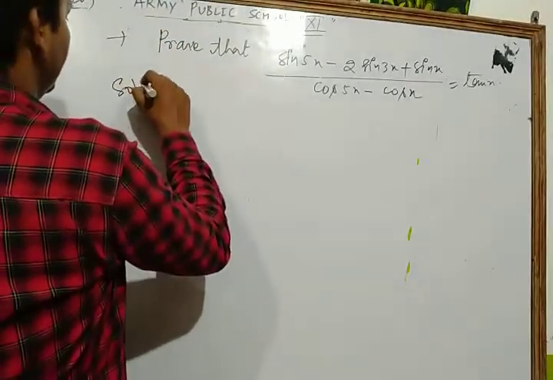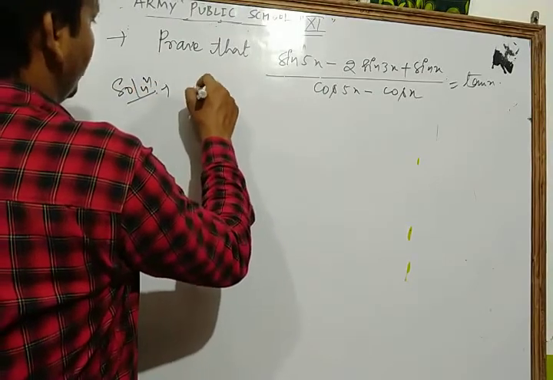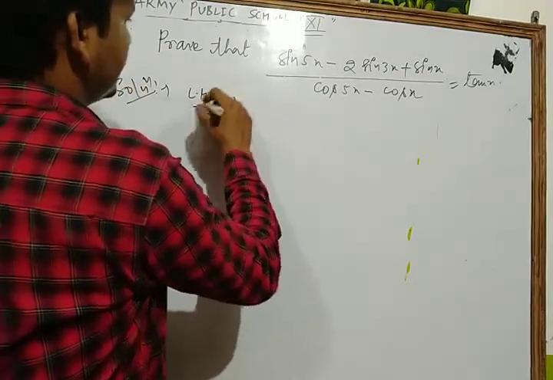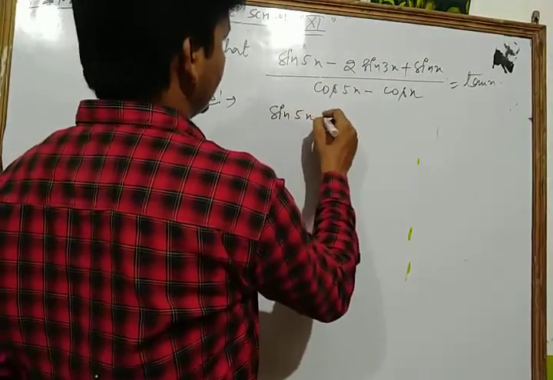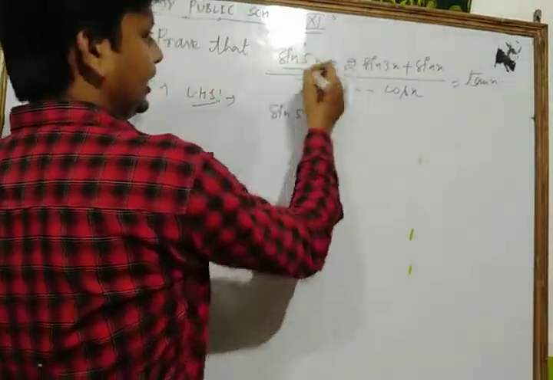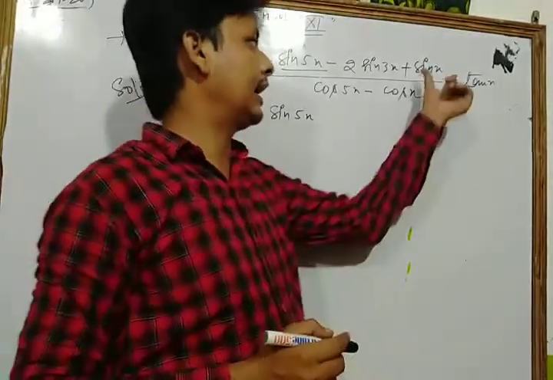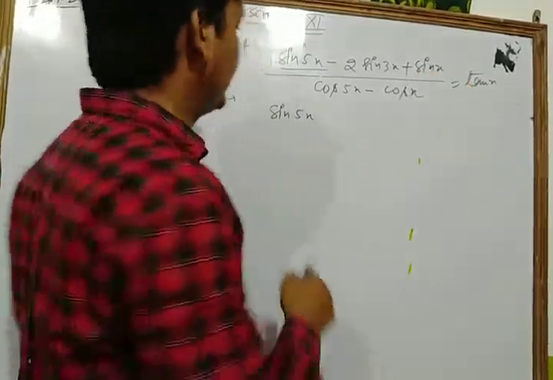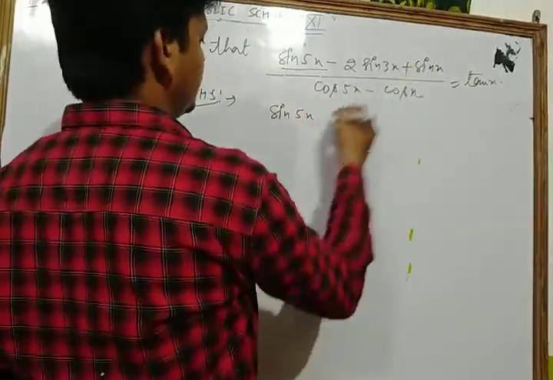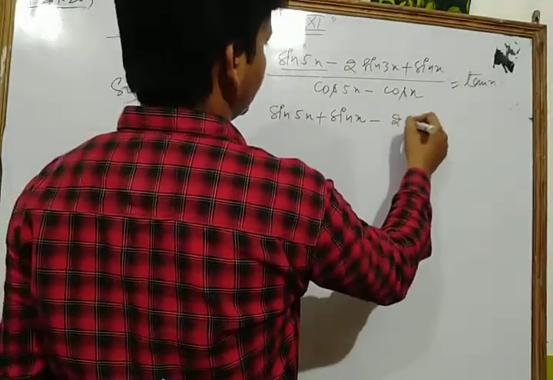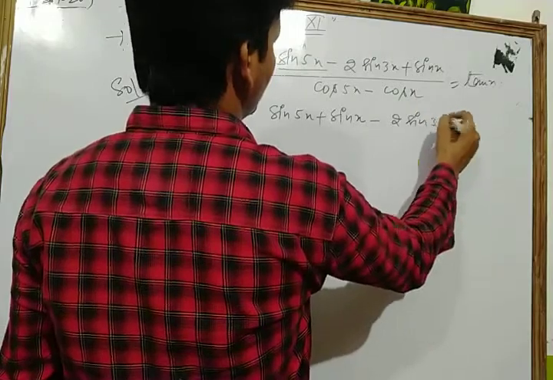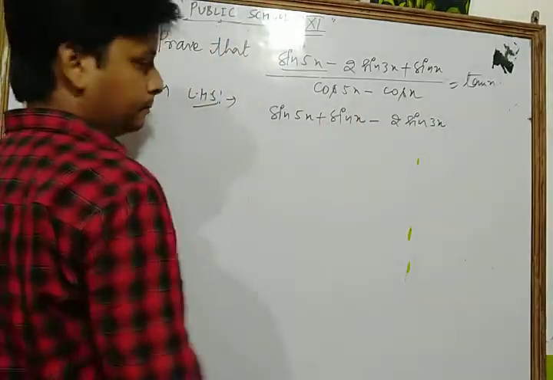Let's solve it. First we take the left hand side, that is sin 5x. We arrange sin 5x and sin x together. Then we have sin 5x plus sin x, and here minus 2 sin 3x.